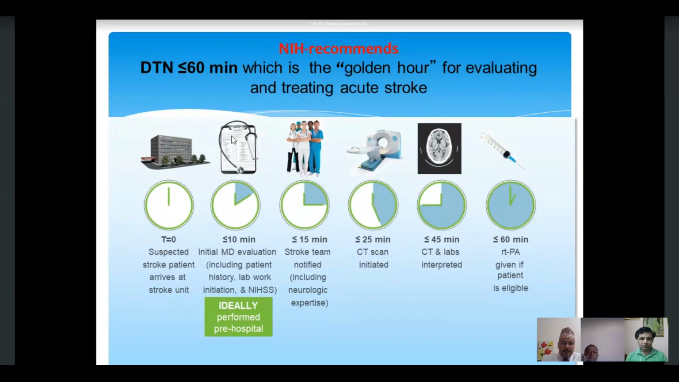We can see in this chart that time 0 is when the patient reaches the emergency department of the hospital. Within 10 minutes, the patient should be evaluated, lab work and history done, and the stroke team should be activated. Within 25 minutes, the CT scan should be initiated, and within 45 minutes, the CT scan and labs interpreted. Within 60 minutes, rtPA therapy should be started. So this is the door to needle time. For a developing country like ours, we have limited resources and manpower.